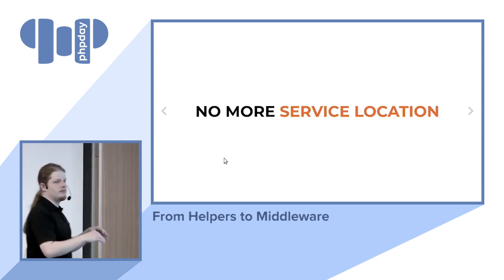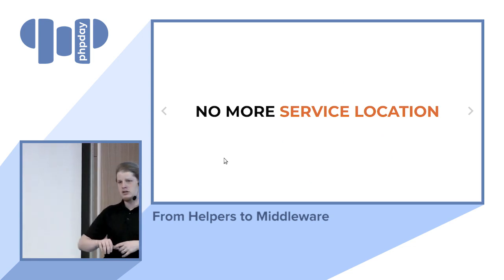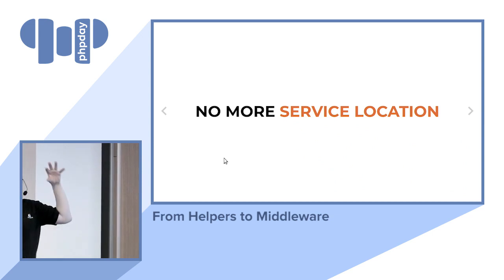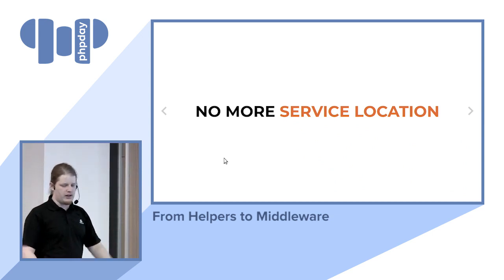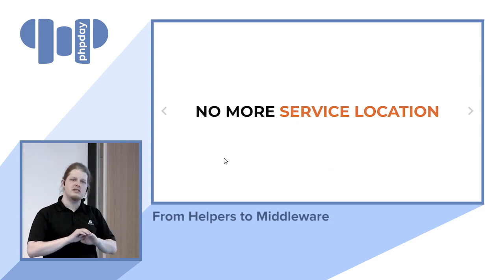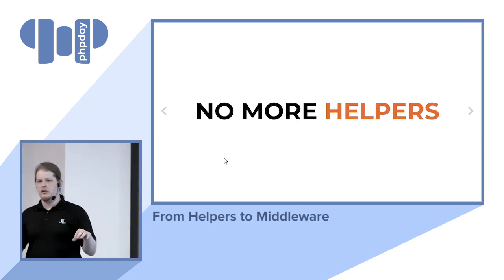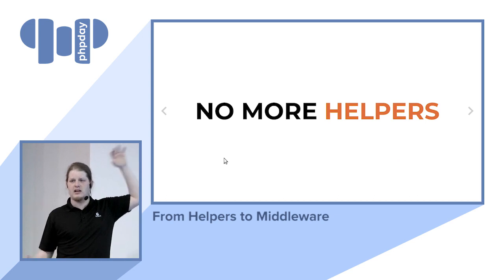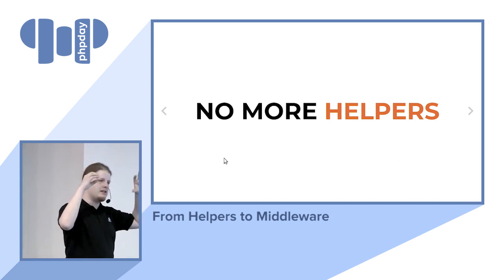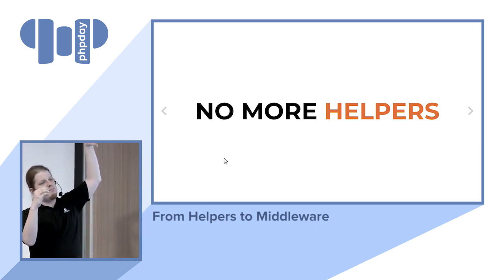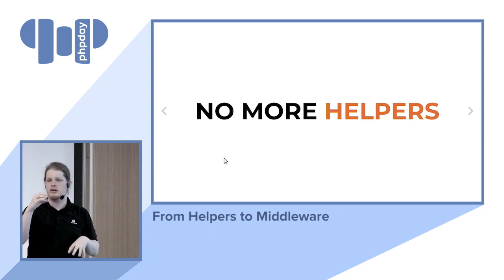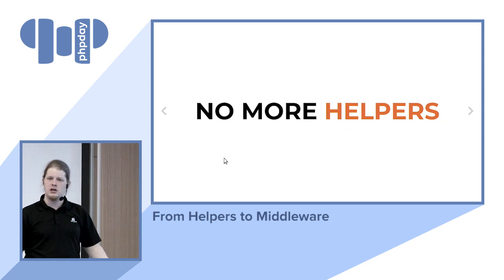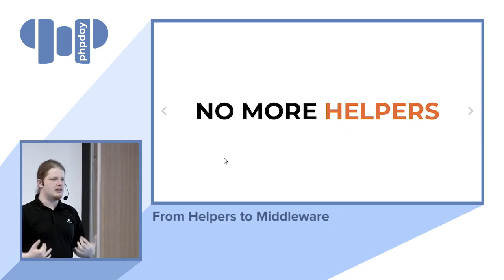A few things here. There's no more service location. It's gone. We don't do it. We wire things together before application runtime. We don't have this concept of helpers anymore. They're no longer in the business logic. They're outside the business logic, around it. So the business logic is at the core, and it is plugged into the helpers, not the other way around, where business logic depends on the helpers, which is a problem for maintenance and upgradability.